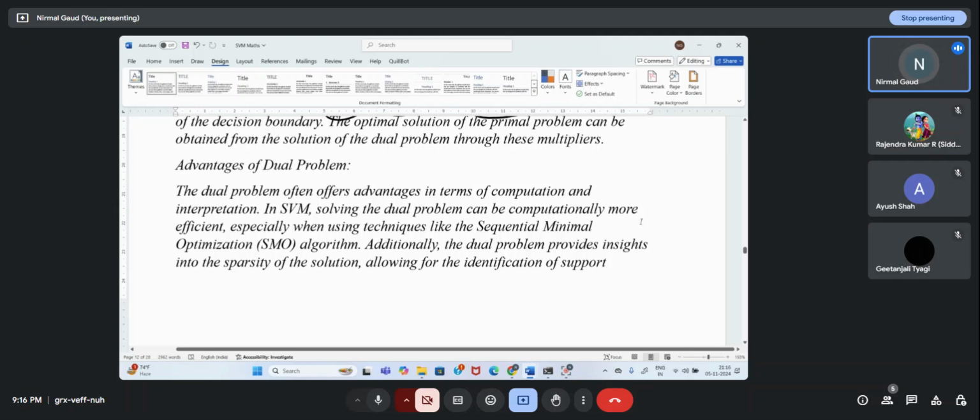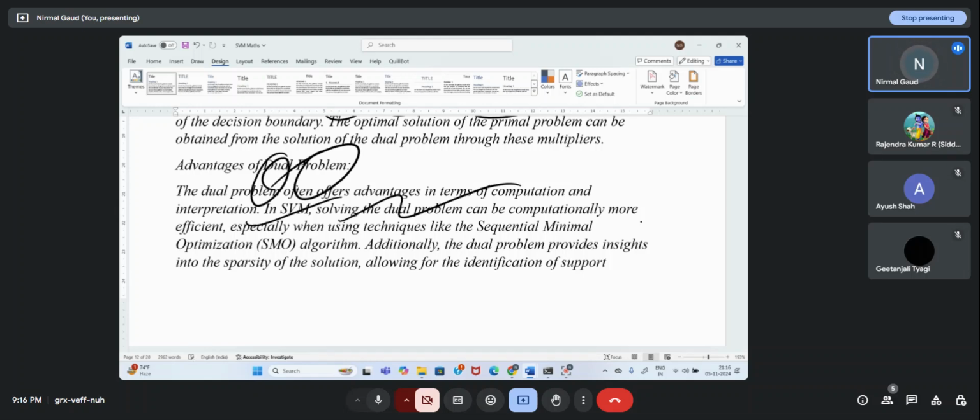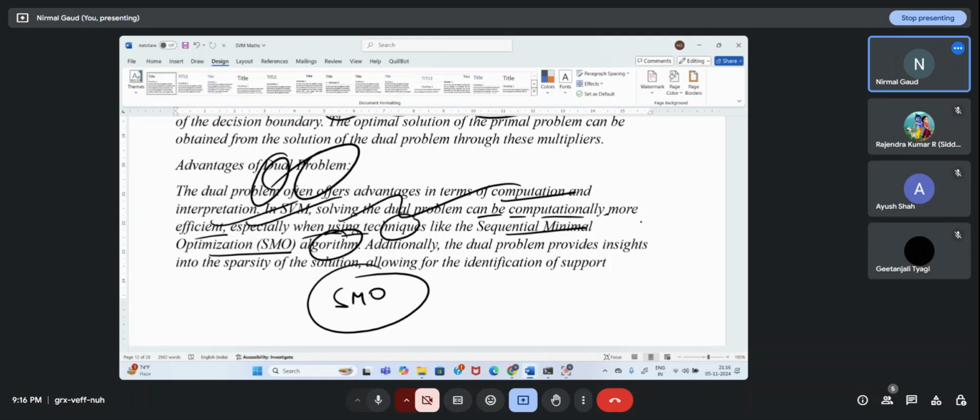So I already told you we will be stuck in the primal problem, and then we have to move ahead to the dual problem. And the advantage of the dual problem is in terms of computation and interpretation, it can be computationally more efficient, especially when techniques like the sequential minimal optimization algorithm are used. There is one more optimization algorithm that came into the picture, SMO, that I will explain ahead. I will tell something about it. SMO. So you can see while solving SVM, we found many things.